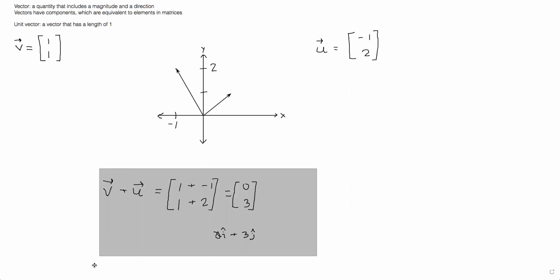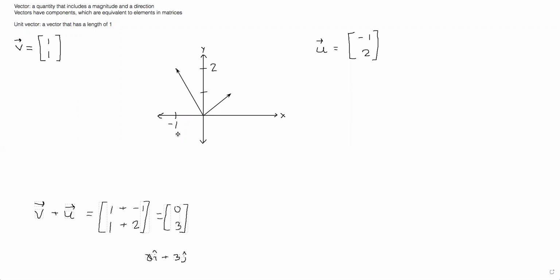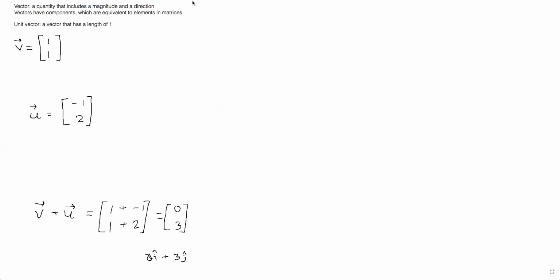So I think I want to have a bit more room on the coordinate plane. I'm going to maybe draw a new one real quick. Make sure we have enough room for this. So we found the sum of these two vectors algebraically. Now let's find them graphically.